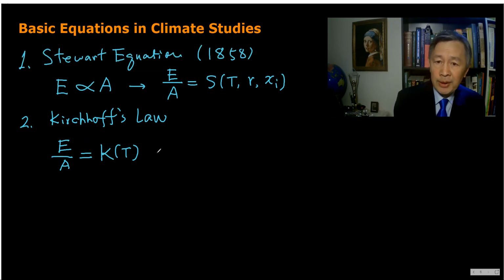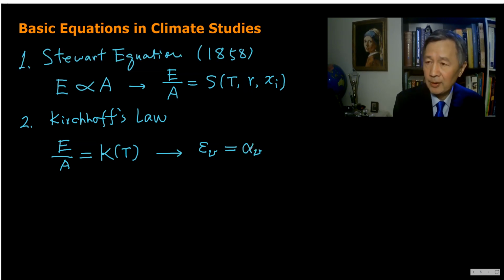Nowadays, Kirchhoff's law has been extended as a simple relation that says the emissivity epsilon at a particular frequency must be equal to the absorptivity at a particular frequency. Can we use alpha to represent this absorptivity? Or sometimes it's called absorption coefficient. We'll go to some detail in the future. So these are the two forms of Kirchhoff's law, which has been widely used in studying climate.